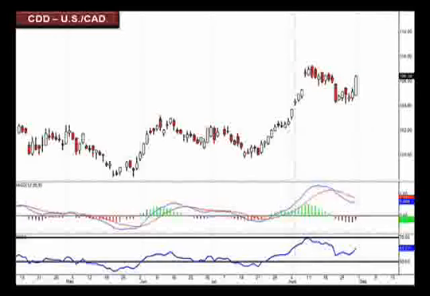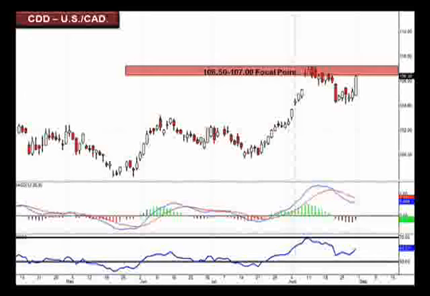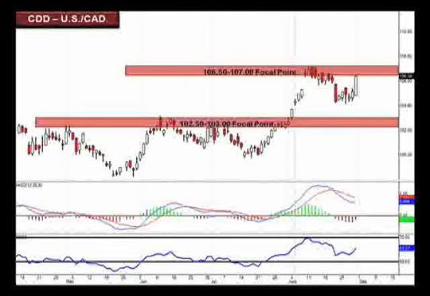First off, we'd like to start off with looking at the US versus the Canadian dollar currency pairing. We had a very strong rally off the par level up to the 106.5 to 107 focal point, which we've been talking about over the last couple of weeks. Subsequently, we identified a support level down at the focal point at the 102.5 to 103 area.